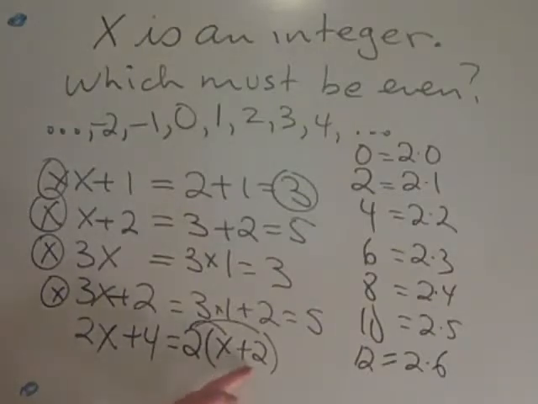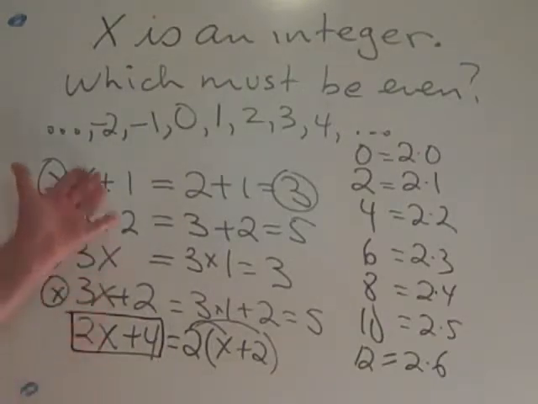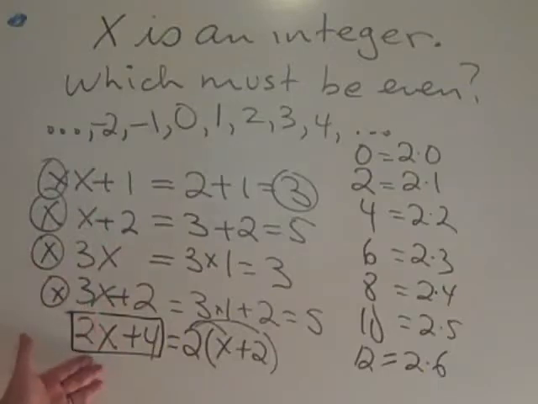2 times any integer is even. An integer plus 2 is an integer. You add, multiply it by 2, it's even. So you could have gotten it on that note. Or you could say, you know what? These don't have to work, so this one does. Multiply 2 by any number, it's even. So here's another way of getting it. This is even because it's 2 times an integer.